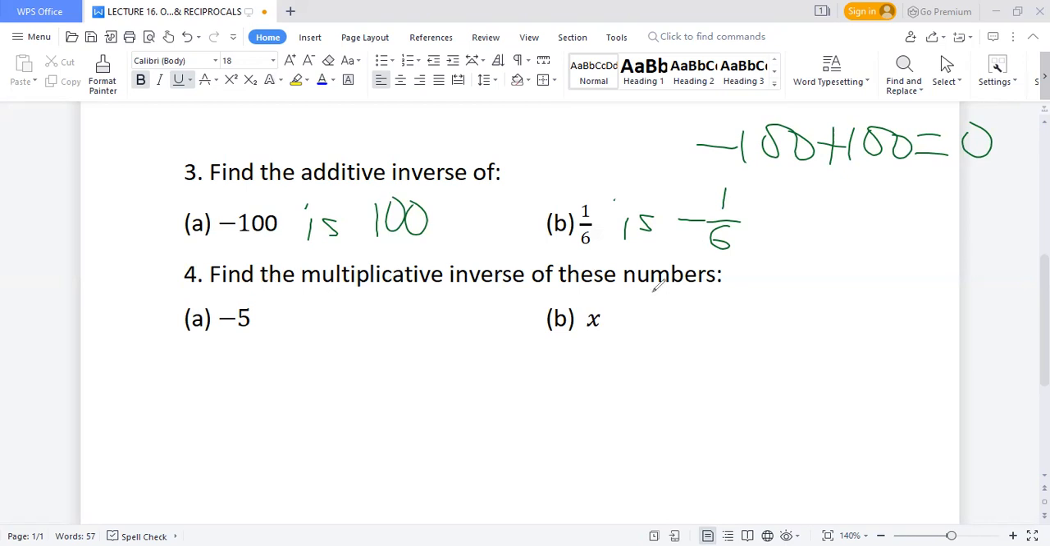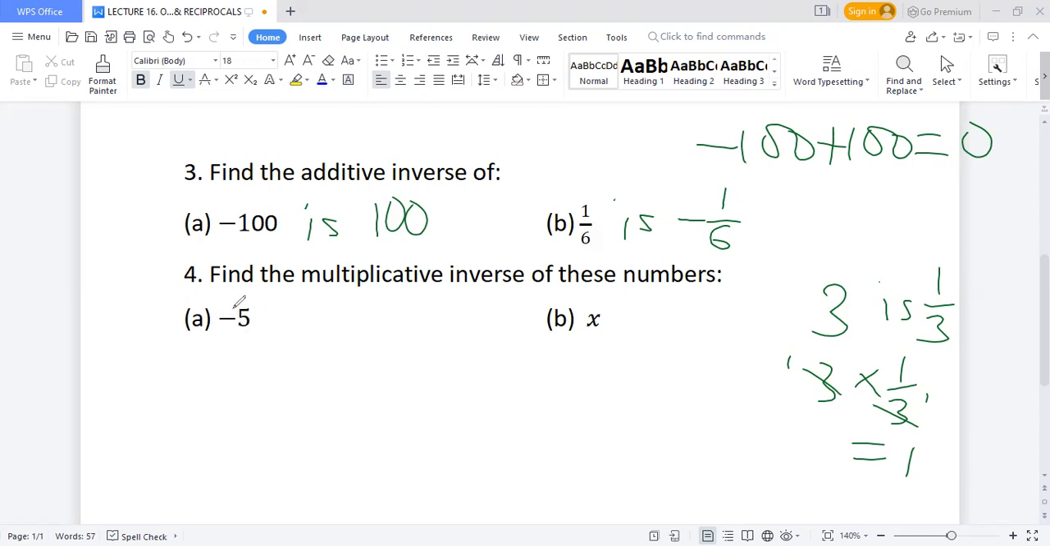Then multiplicative inverse. This one is simply what you use to multiply a number so that the result will be 1. For example, if I have 3, the multiplicative inverse of 3 is 1/3. Because if I say 3 times 1/3, this cancels this, so the result will be 1. That means 1/3 is the multiplicative inverse of 3, and 3 is the multiplicative inverse of 1/3. In other words, just use the reciprocal, the same thing as the multiplicative inverse.